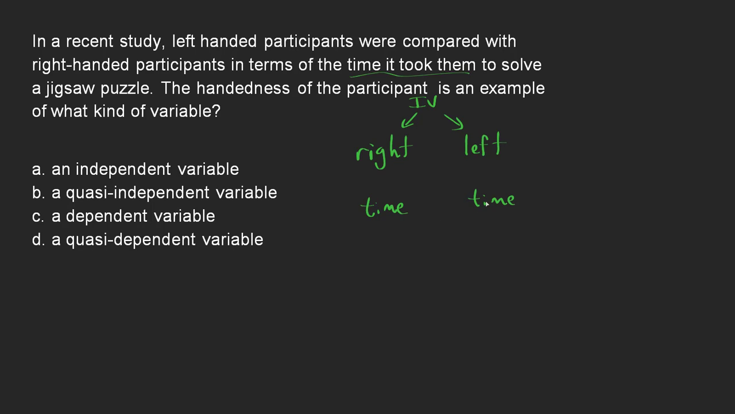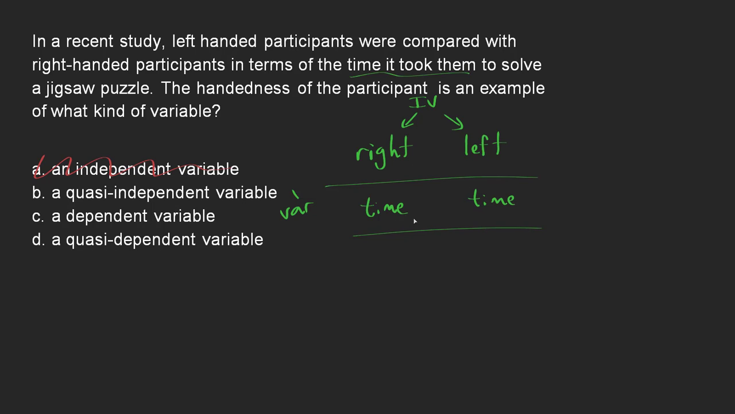So just like in one of the previous multiple choice questions, we have only one variable, which is time, that's being measured for these two different groups. And so it looks like we're dealing with an independent variable. The handedness, whether they're right or left-handed, is the independent variable. But actually, that would be wrong.